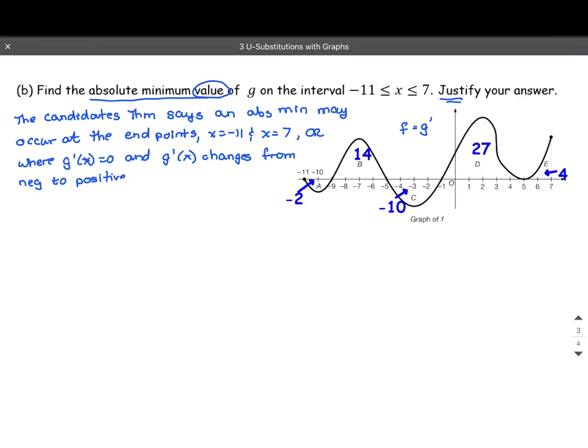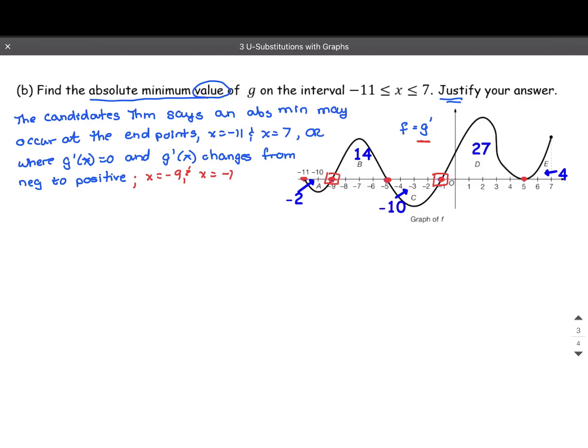So on our graph, the derivative is 0 a lot of times, right? A whole bunch of times. It happened here at -11, -9, -5, -1, and 5. But which times is that derivative changing? Because remember, this is the graph of g prime. Is it changing from negative to positive? That's at x equals -9 and x equals -1, right here and here.